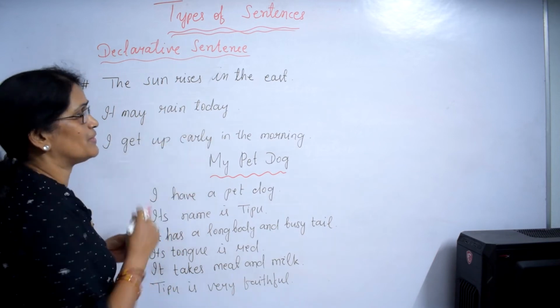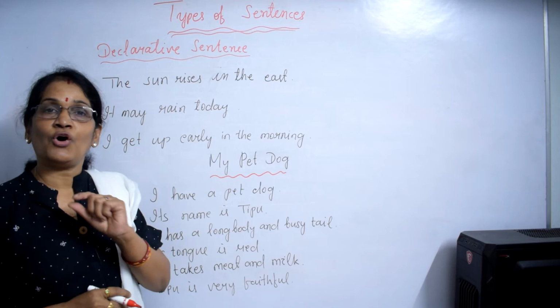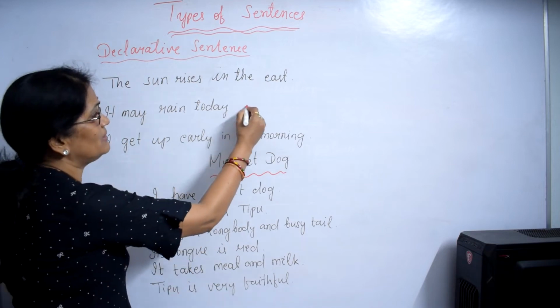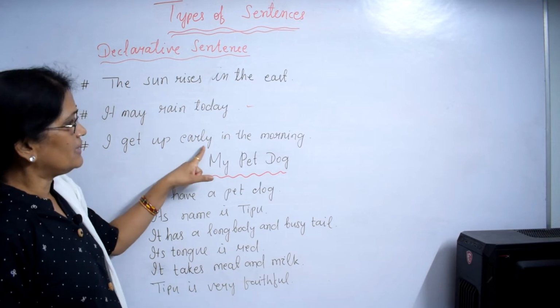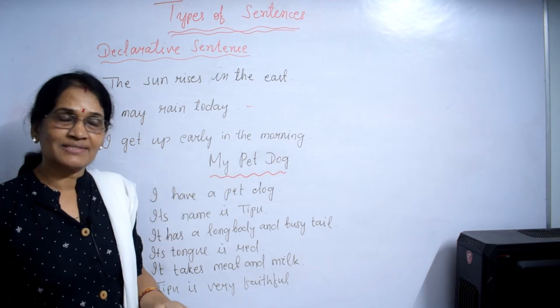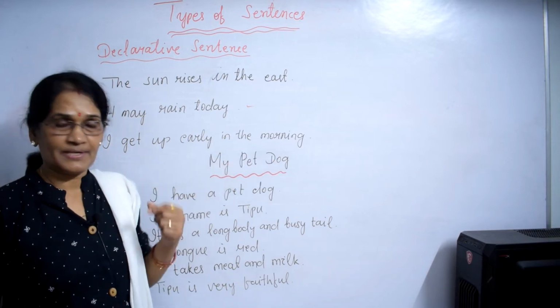It may rain today. It states an opinion. It is also one declarative sentence. I get up early in the morning. It is one fact. So it is a declarative sentence.